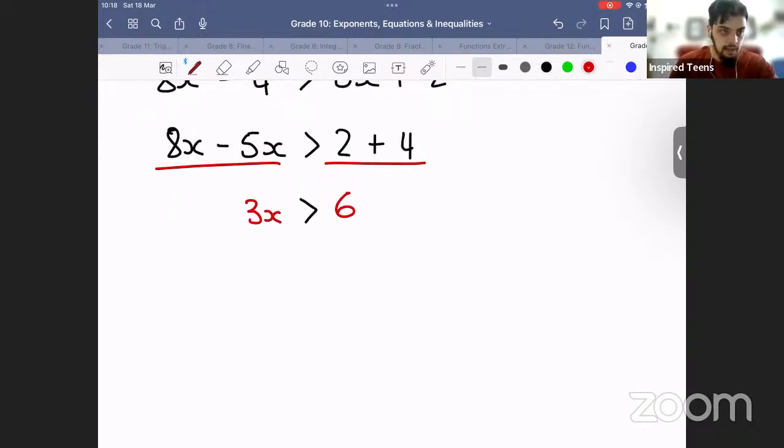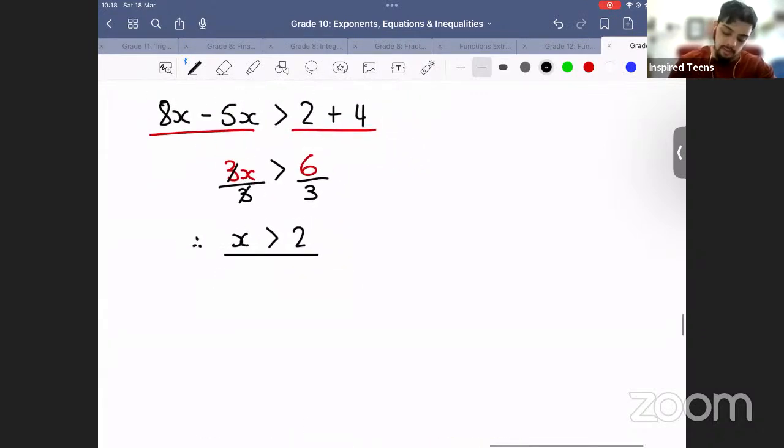Now, again, I need to leave the variable alone. So you can either take the 3 over as a division, or say that you divide both sides by 3, whichever works. So x is greater than 6 divided by 3, which is 2. So my final answer is x is greater than 2. That's my answer for x.